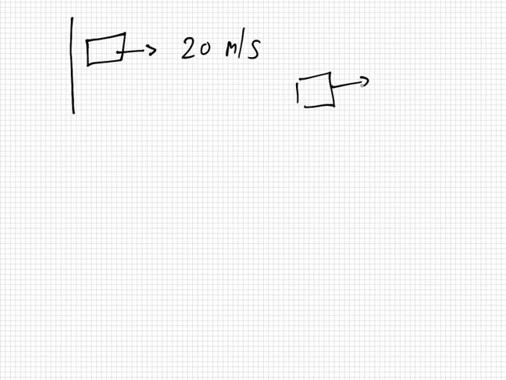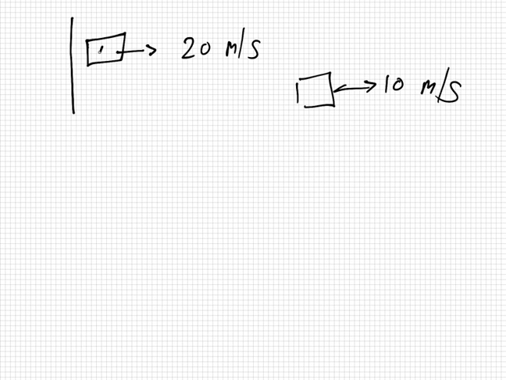Now, let's give an example. I've got here one car, and let's say this is only a definition I want to give you. This here is 20 meters per second, and then this car here is going 10 meters per second.